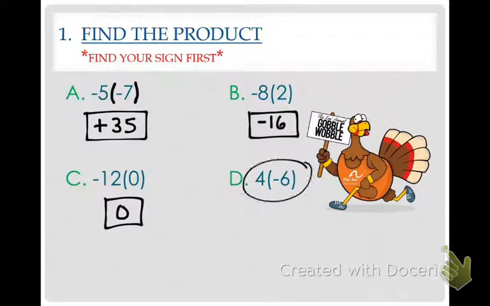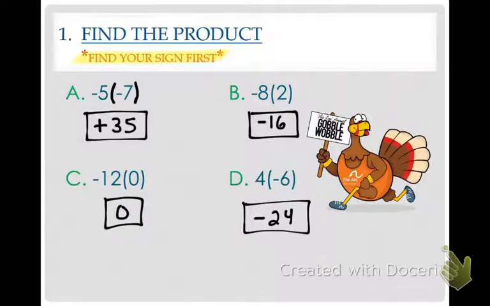How many negative numbers do I have on problem D? 1. Will my answer be negative or positive? Negative. And what's 4 times 6? 24. So your final answer is -24. Just remember, as this says up here, always find your sign first when you're multiplying or dividing, and that will help you. Then you can just simply do the multiplication or the division and find your answer that way.